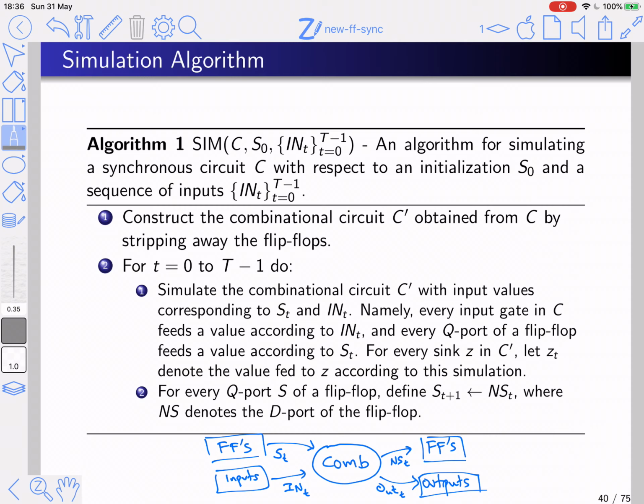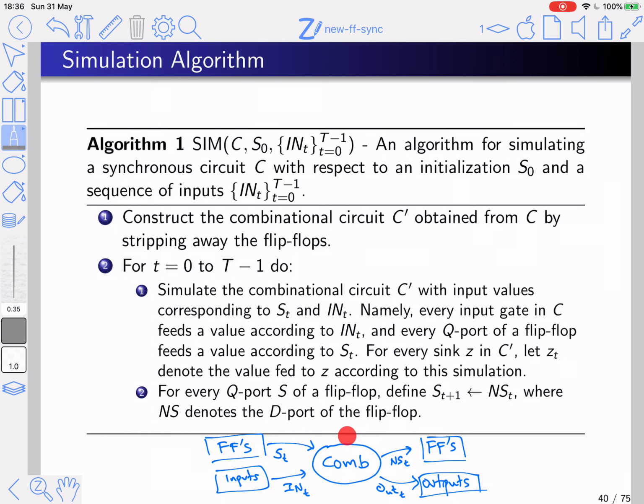Okay, so the simulation algorithm accepts as input the circuit C, its initial state, namely the outputs of the flip-flops in the clock cycle 0, and the sequence of inputs which are fed by the input gates. And our goal is to tell you what is going to be output by the circuit in every clock cycle. Okay, so you can view the circuit as follows. You have flip-flops, they have outputs, we denote them by S. You have inputs, they feed the circuit with values which we denote by in.